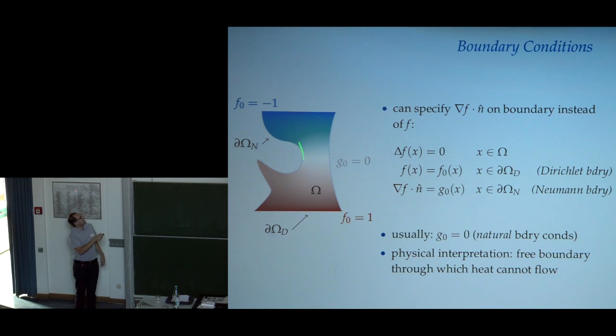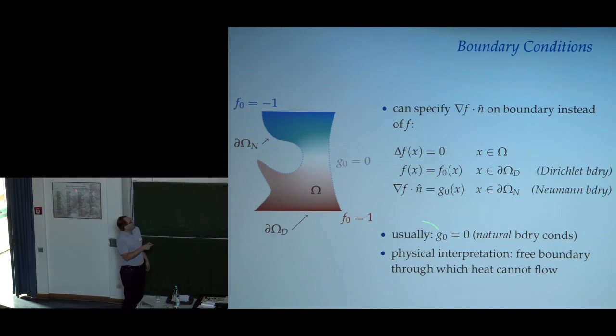And what you'll get if you do this is that the function is a gradient from the hot end to the cold. And these are called Neumann boundary conditions. This is the second most common kind of boundary conditions after Dirichlet boundary conditions, the conditions where you actually set the temperature.